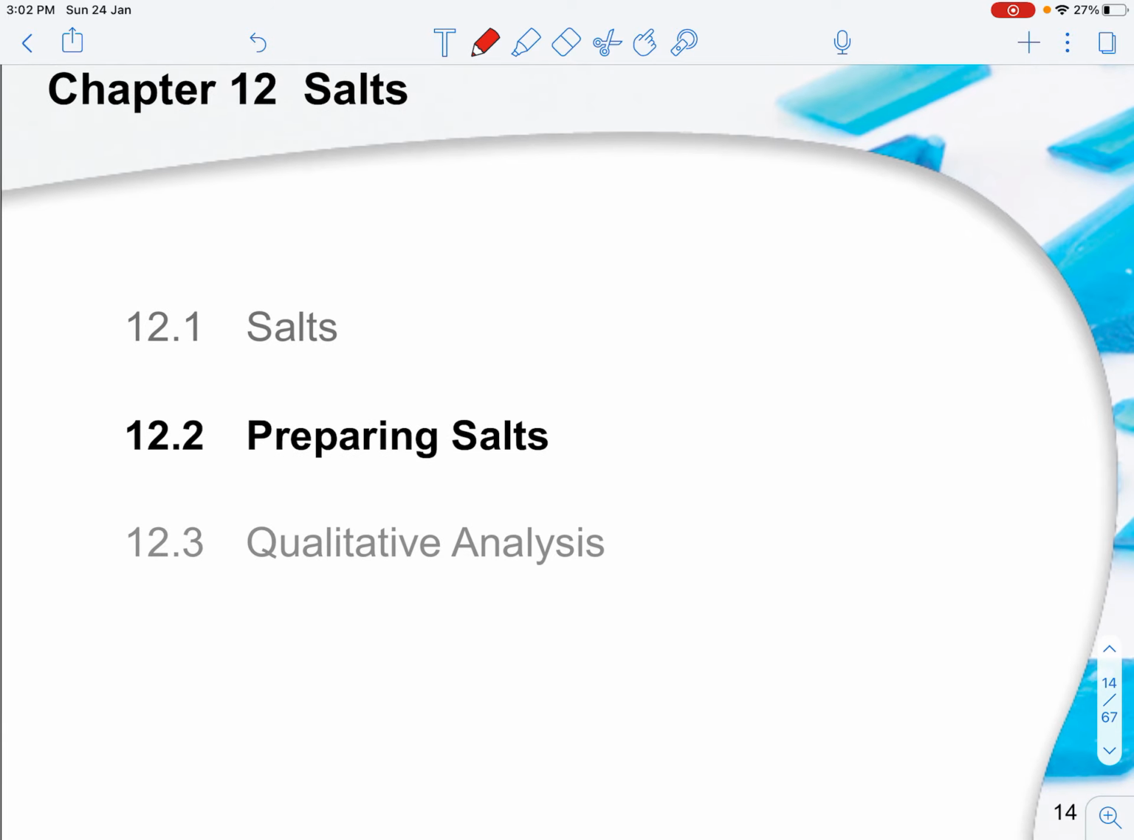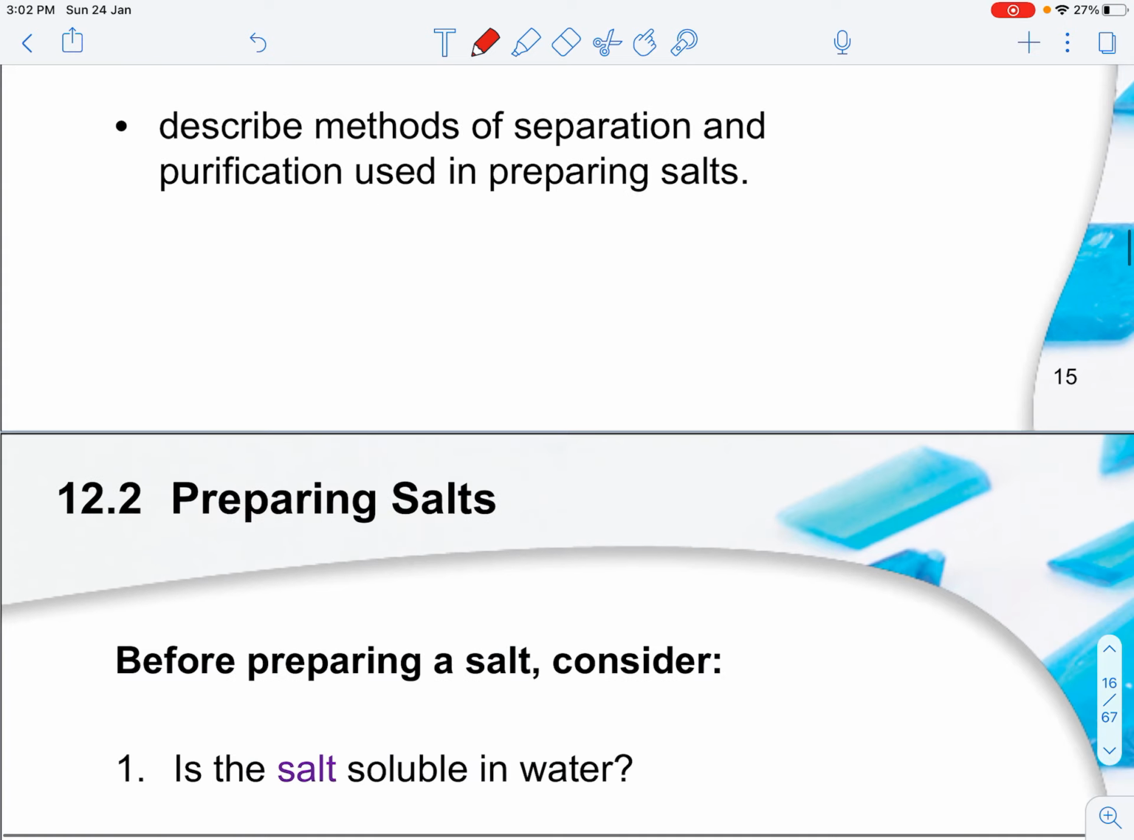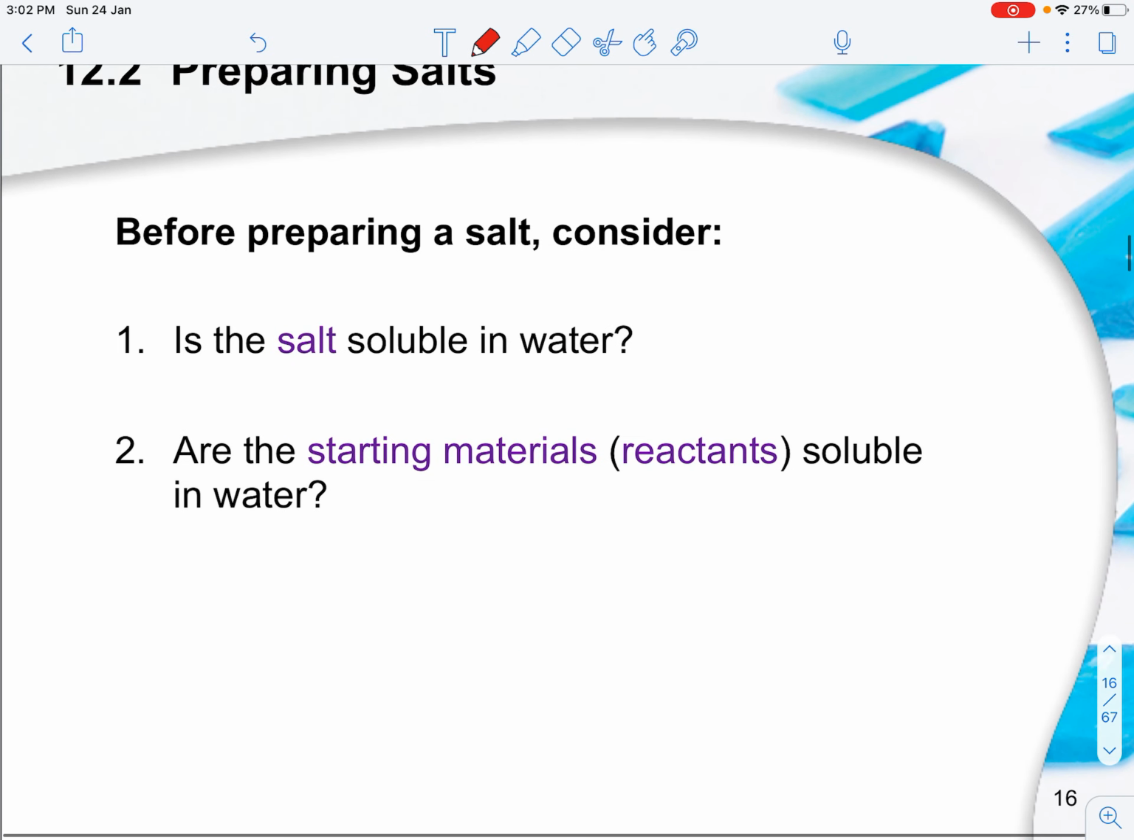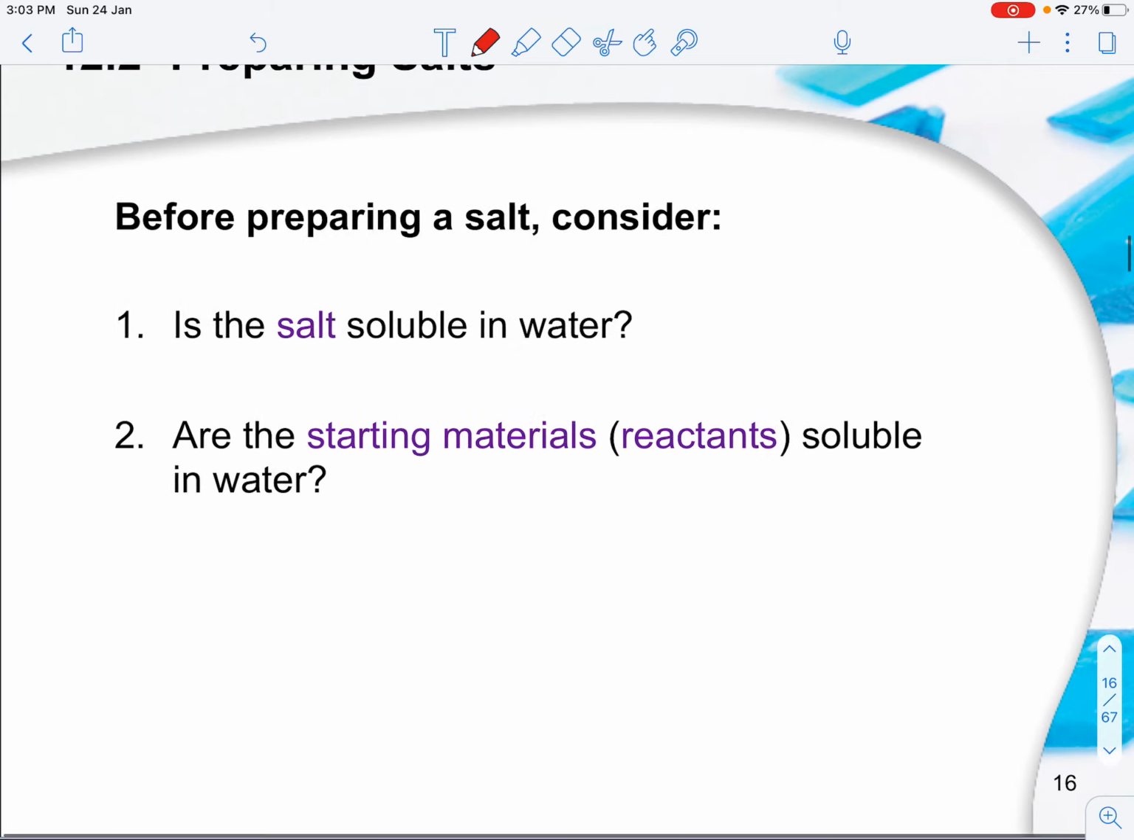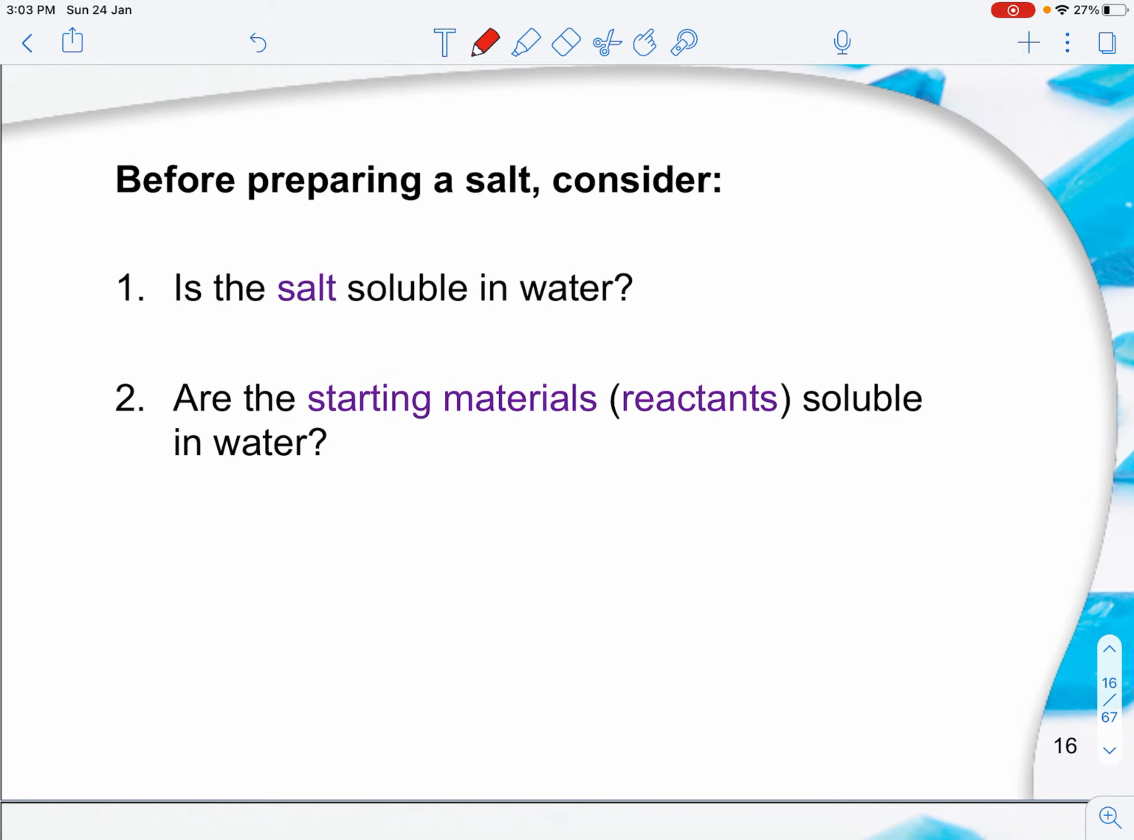Okay, now after you have already memorized the soluble and insoluble salts, we will look at how to prepare salts. So generally, to prepare salts, you need to consider two main things. Is the salt soluble in water? That's the first one. Second one is, is the reactant soluble? So how is this going to play a role? So if we look at salt, okay, just to take note, we have three main methods.